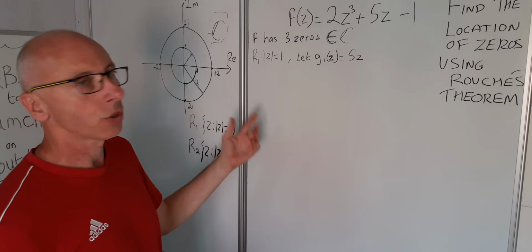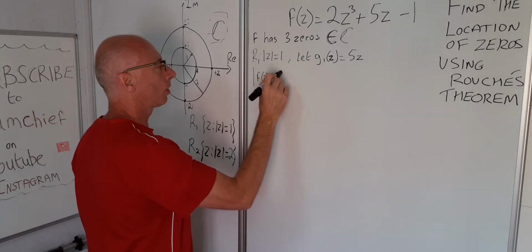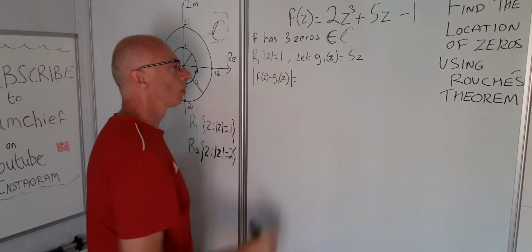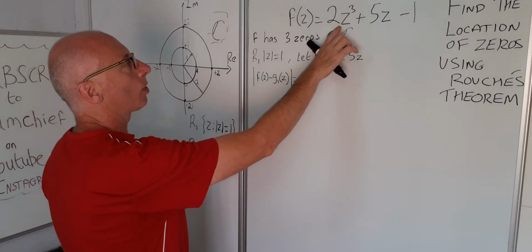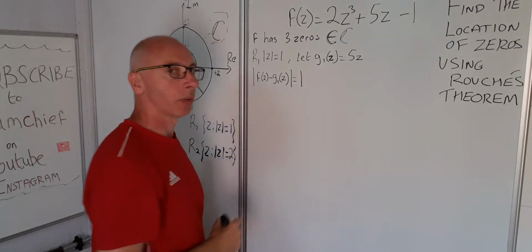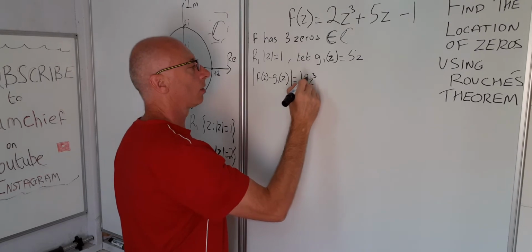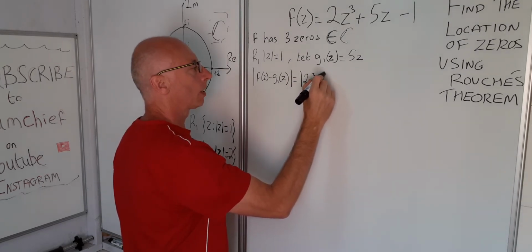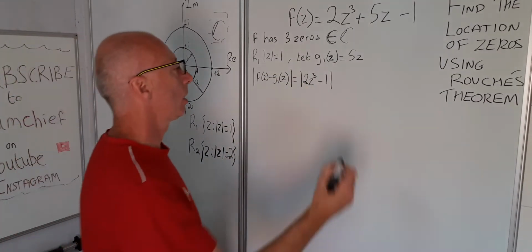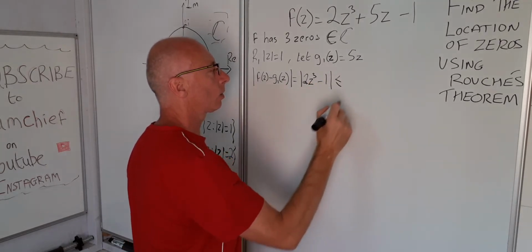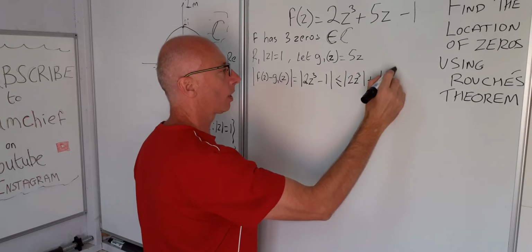Okay, and then now we set up the triangle inequality. So we say modulus of f of z minus g1 of z equals, so we take this term out of here, and that will leave us with 2z cubed minus 1. So we stick again with the modulus sign. You can't just say equals and not have the modulus sign, it won't make any sense. Modulus of 2z cubed minus 1. Okay, so now we can just go through the triangle inequality stages, and now we say that this term is less than or equal to modulus of 2z cubed plus modulus of minus 1.